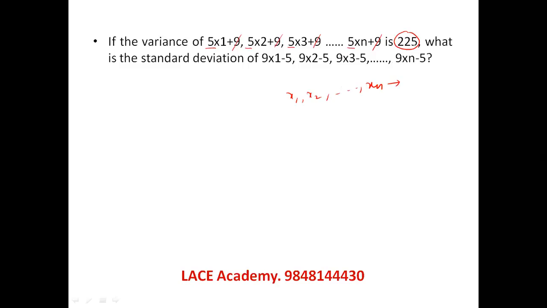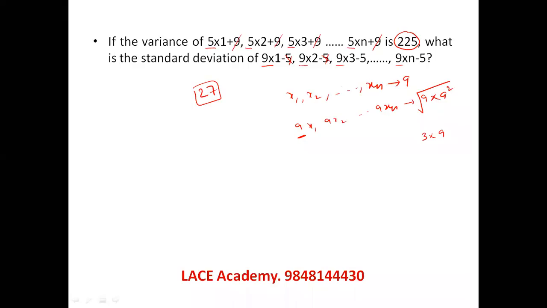We know that 9 into 25 is 225, so their variance actually is 9. If the variance of x1, x2, x3 up to xn is 9, here we are multiplying with 9. Then the variance of 9x1, 9x2, 9xn will be 9 multiplied with 9 square. He is asking what is the standard deviation of it. Standard deviation is the square root of variance. So the square root of 9 into 9 square is 3 into 9, which is 27. He is testing whether you know the property that adding or subtracting the same constant does not affect standard deviation and variance. Let's see the next one.